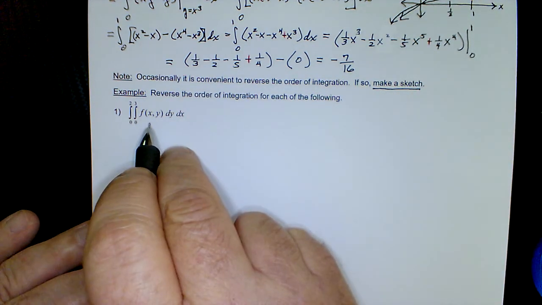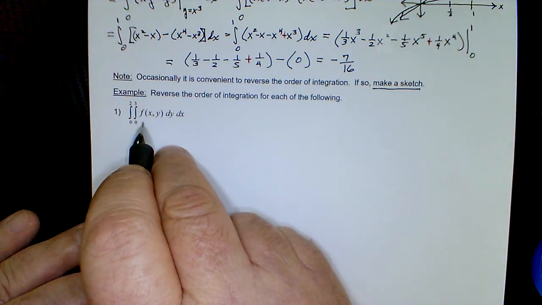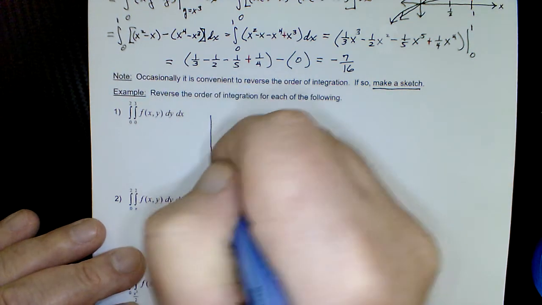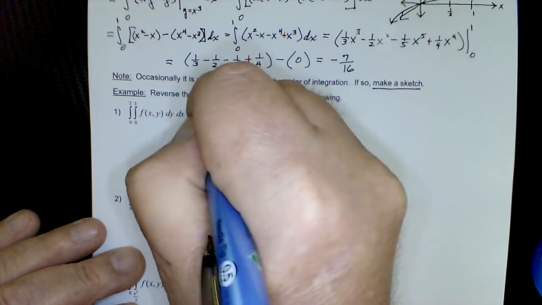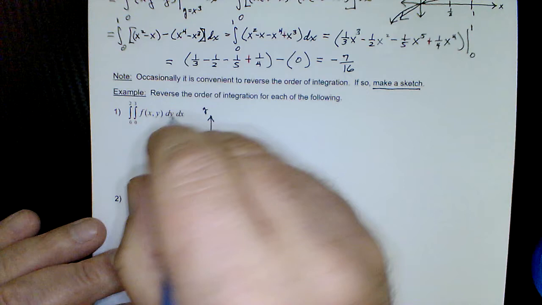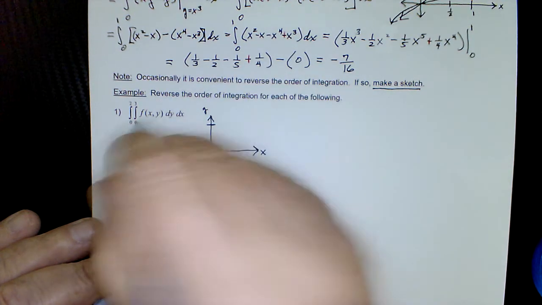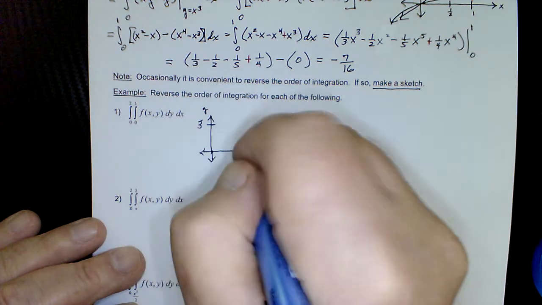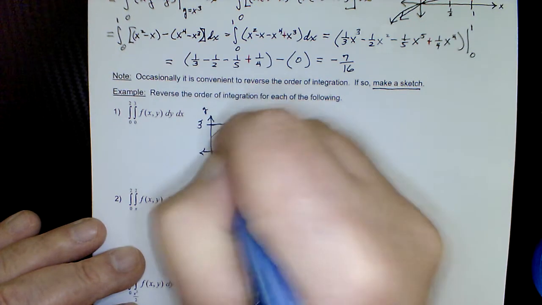This one's really easy because the region is rectangular. So if you draw the rectangular region, it's from 0 to 3 in the y. So the inner is the y, 0 to 3 in the y, and 0 to 2 in the outer, that's the x. So that's just a rectangular region.